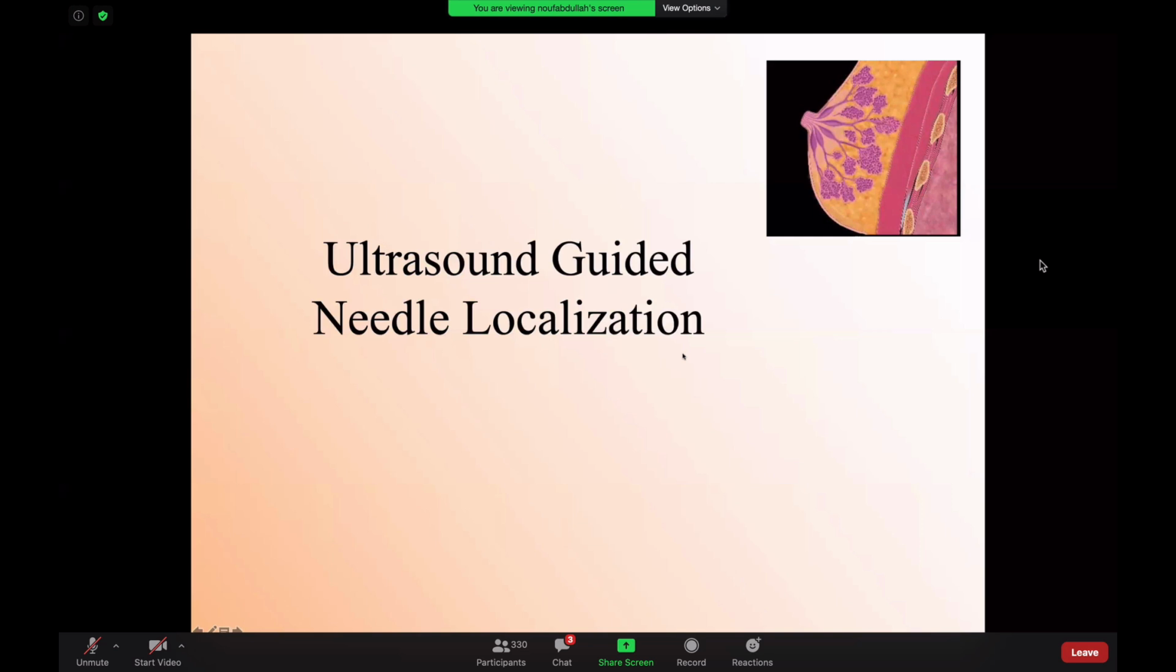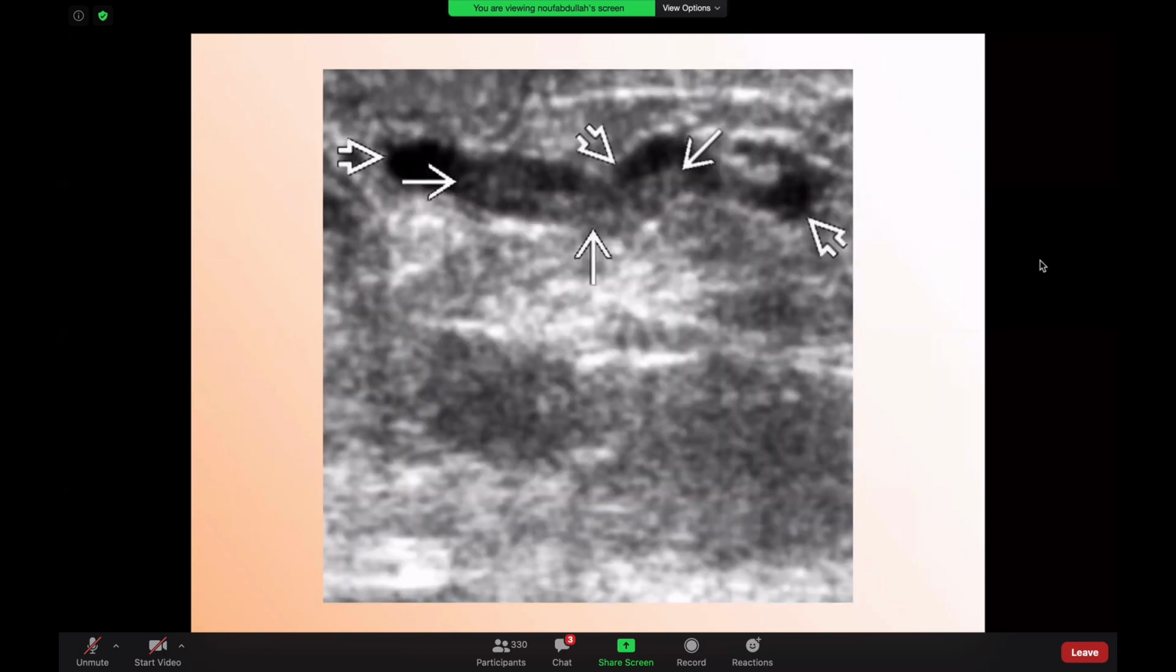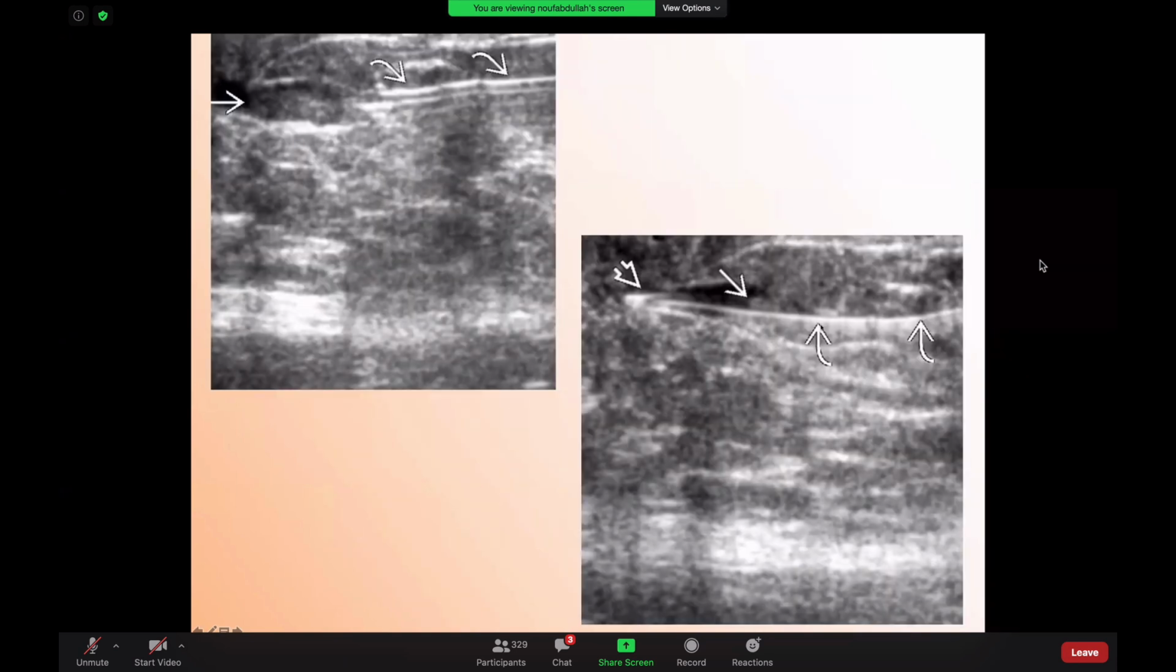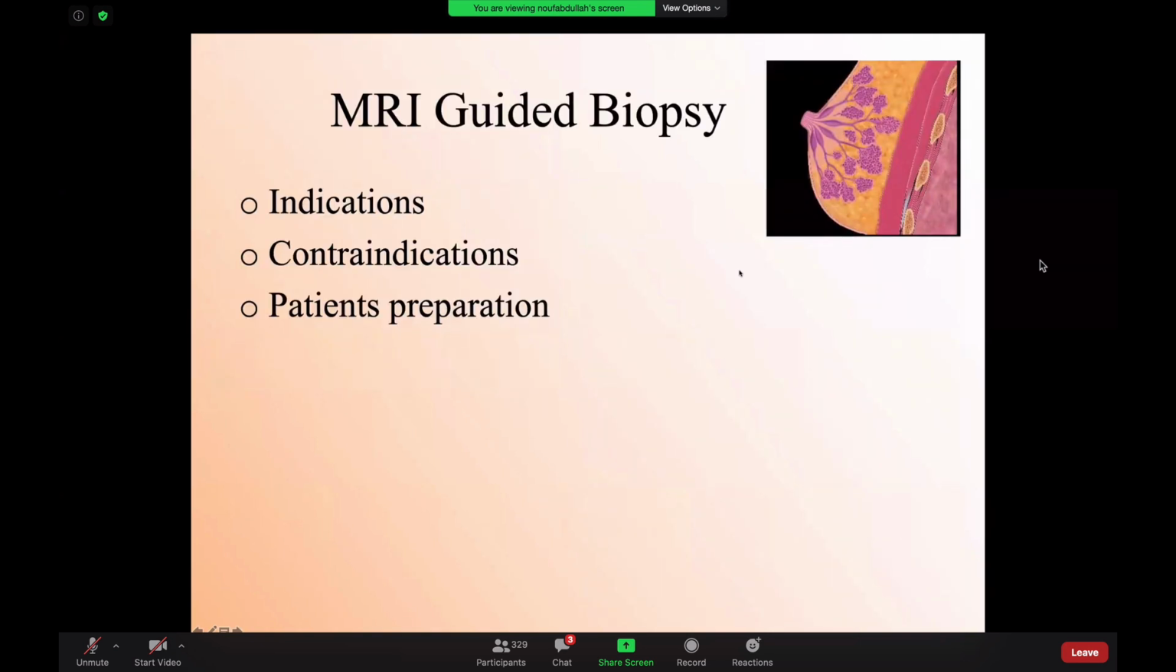I would do complete suction of this lesion, and then I would put a clip at the site of the biopsy. Ultrasound-guided needle localization is very similar to the mammogram needle localization, but we do it under ultrasound guidance. So for example, you have a lesion here. I will go with the localization needle, insert it, and then send the patient for surgery. You see here is the needle. You hook the wire, and then you send the patient for surgery, and then they will do an X-ray of the specimen to be sure that the lesion was resected.